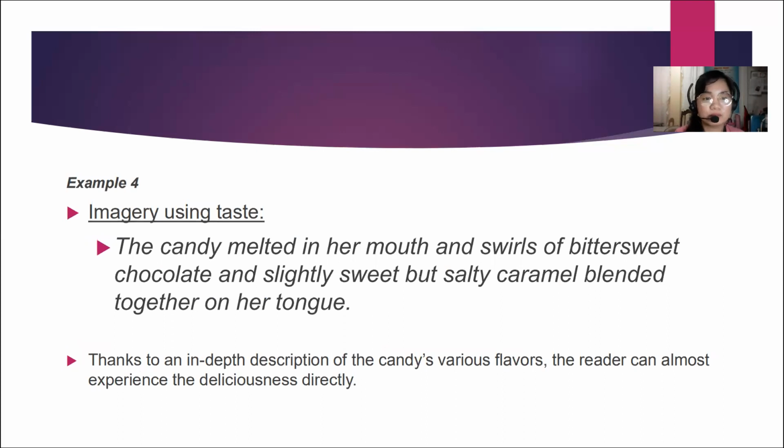Let's now proceed to the fourth imagery, the fourth of the five senses. We have imagery using taste. The candy melted in her mouth and swirls of bittersweet chocolate and slightly sweet but salty caramel blended together on her tongue. What imagery did the author use for taste? Of course the bittersweet, a bitter sweetness, and slightly sweet but somewhat salty caramel blending on her tongue. The author described the flavor of the candy in depth.